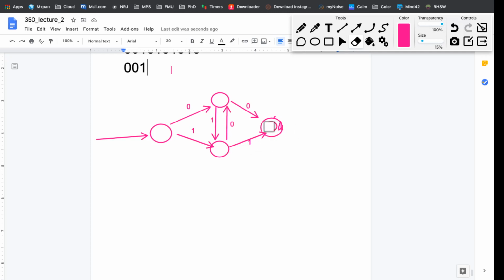But we cannot know what those two symbols were, right? Because we have one state only. So one state is not enough to remember that. That's why we need to split that into two states.